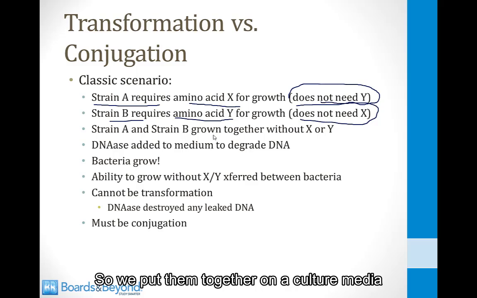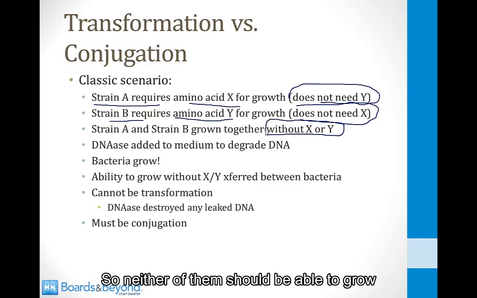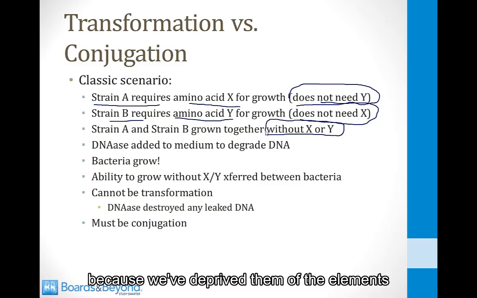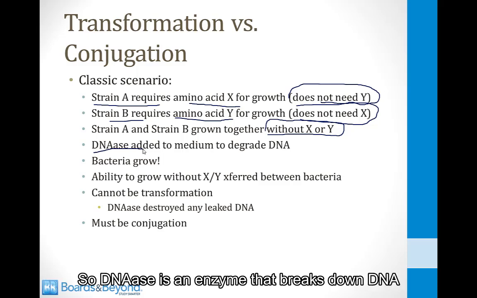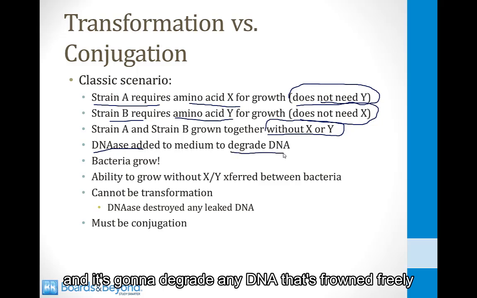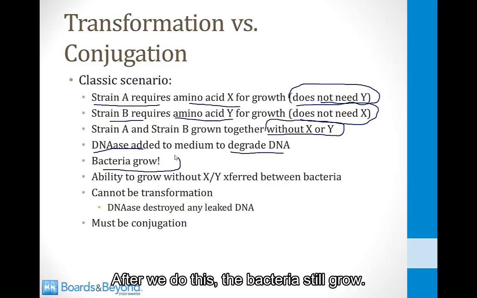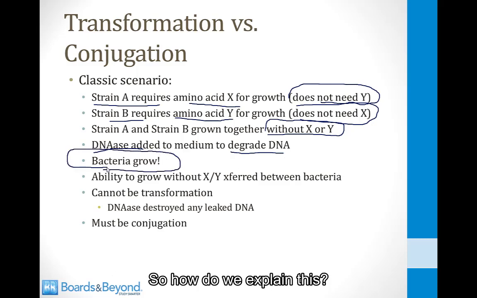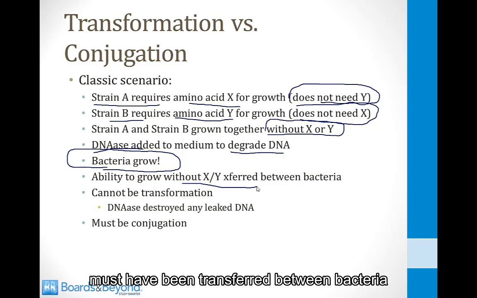So we put them together on a culture media without either X or Y, so neither of them should be able to grow because we've deprived them of the elements that they both need in order to grow. And then we add something called DNase to the medium. DNase is an enzyme that breaks down DNA, and it's going to degrade any DNA that's found freely in the culture medium. After we do this, the bacteria still grow. So how do we explain this? Well, what this means is that the ability to grow without X or Y must have been transferred between bacteria.